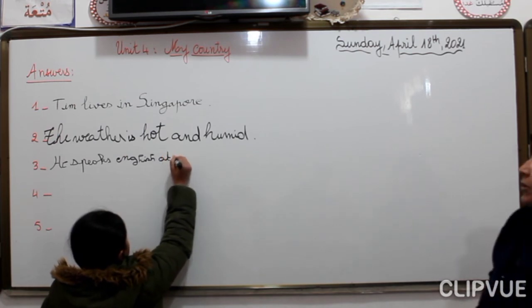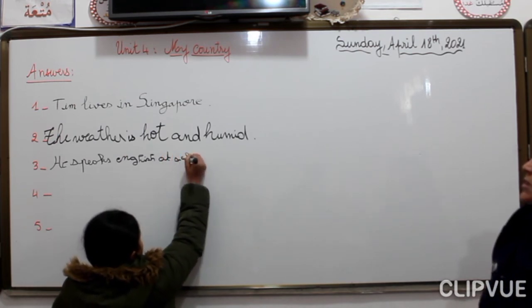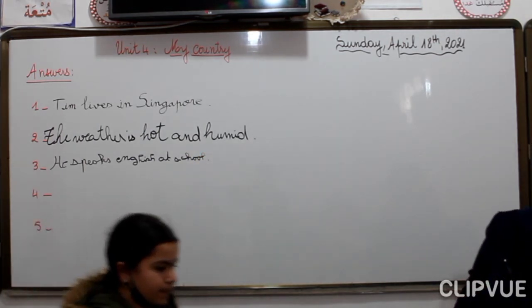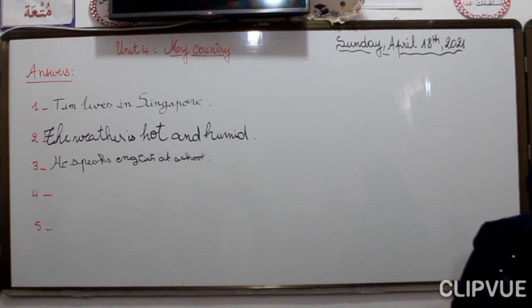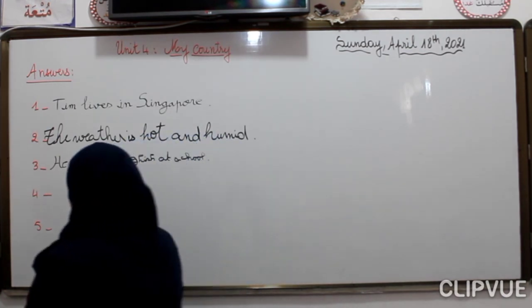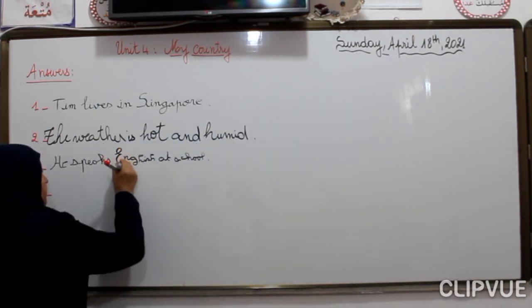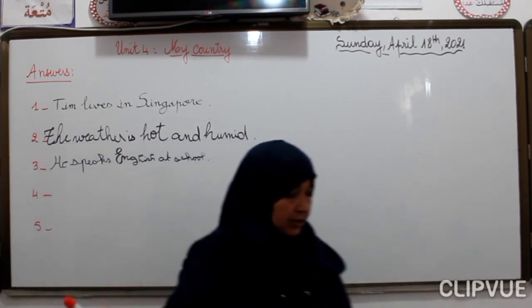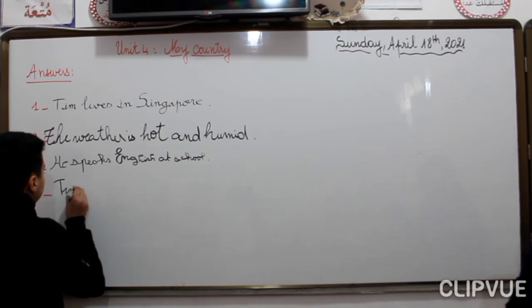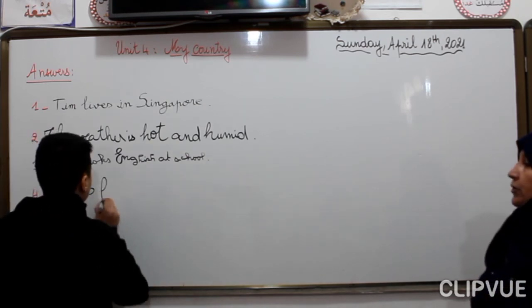Number 4 now. Okay. He speaks English at school. Good. Okay. The 4th one. What's your favorite food? Zakaria, yes, Maya. He doesn't say like with a capital letter. What? English capital letter. Mana? It's a language. Okay, Zakaria, the 4th one. What's Tim's favorite food?